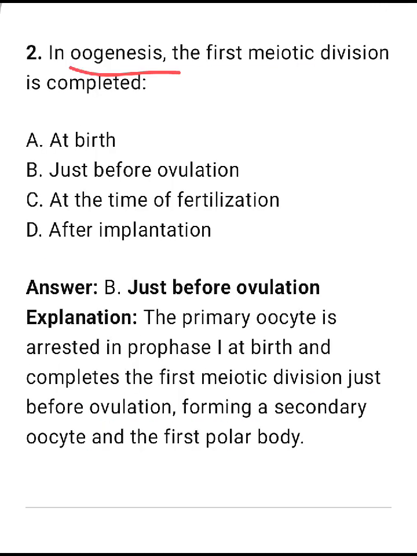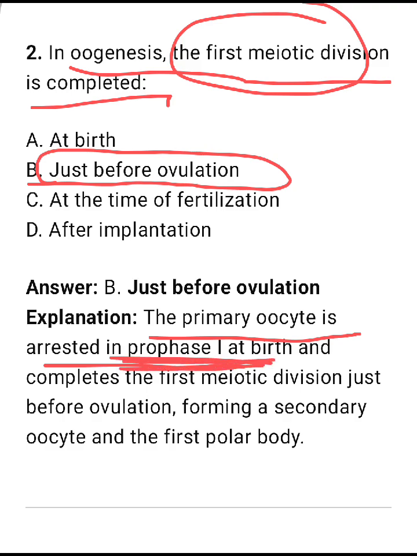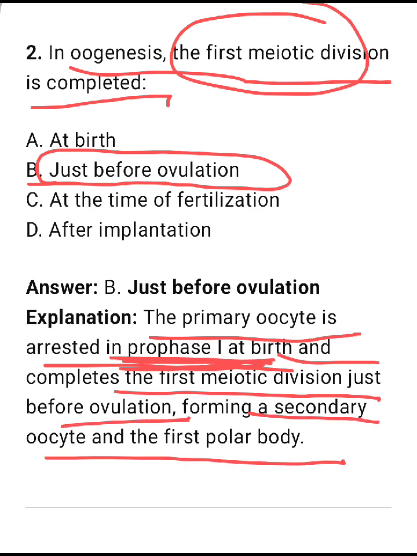Next one is, in oogenesis, the first meiotic division is completed just before ovulation. In oogenesis, there are two meiotic divisions, meiosis 1 and meiosis 2. The first meiotic division is completed just before ovulation. The primary oocyte is arrested in diplotene of prophase 1 at birth and completes the first meiotic division just before ovulation, forming a secondary oocyte and the first polar body, both of which are haploid in nature.